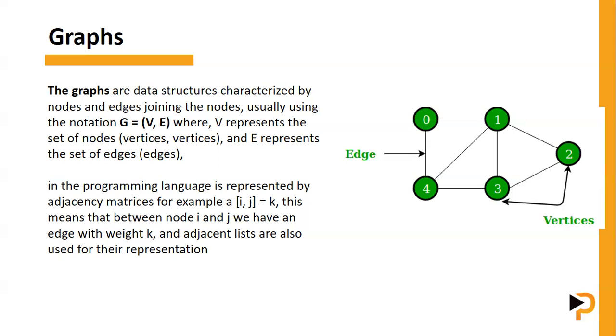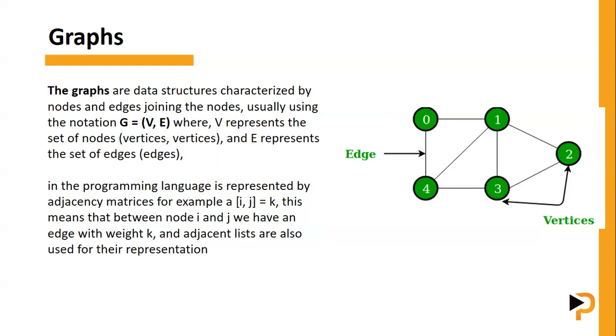For example, A[i][j] = K. In this, i and j are nodes and K is the weight, and the adjacency matrix holds that particular weight between them. Adjacency lists are also used for their representations. So if you want to know more about graphs, you can go ahead. It is not actually implemented in ASP.NET.